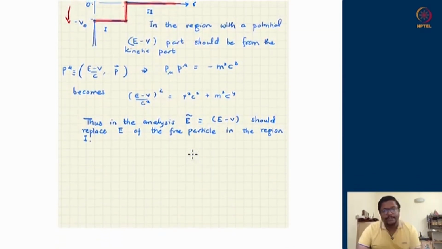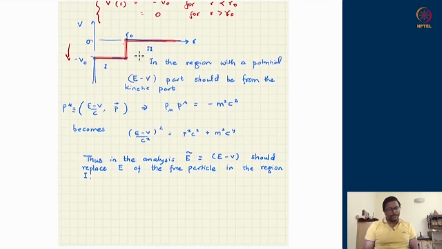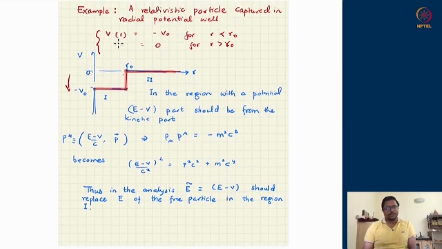All right. So the thing we should be careful about is that there are two regimes, region 1 and region 2. In both regimes, the quantum equation has to be solved while the potential remains constant in each regime, but not at the same value. In this regime, it is 0. In this regime, it is minus V naught.